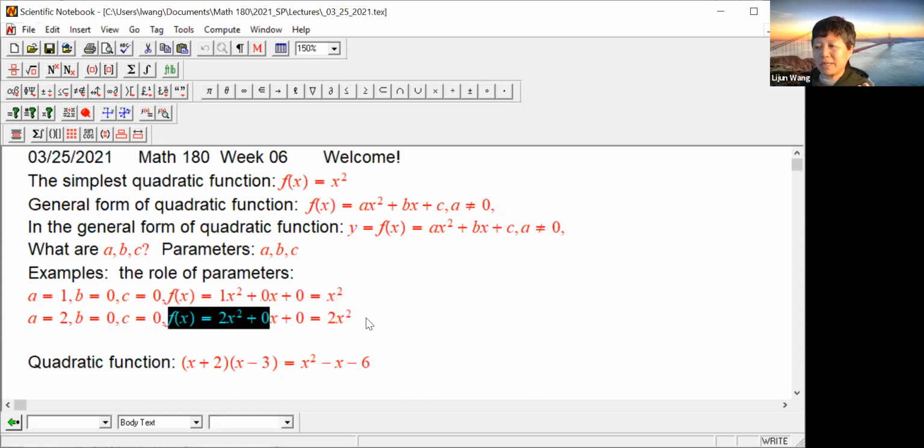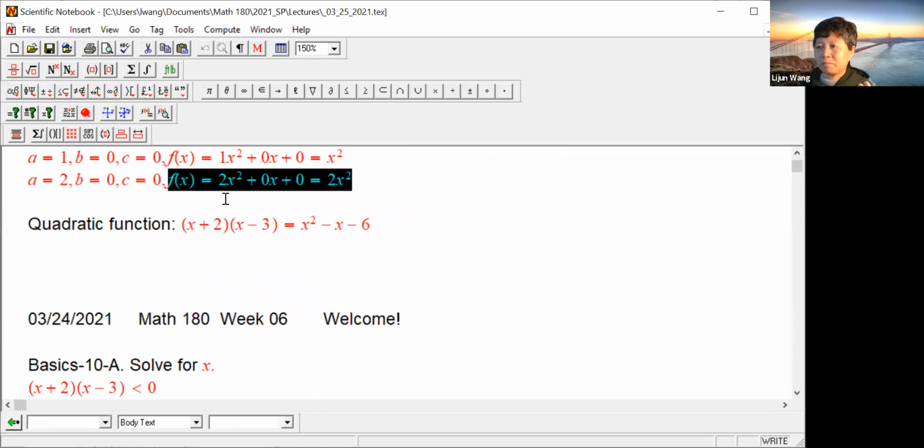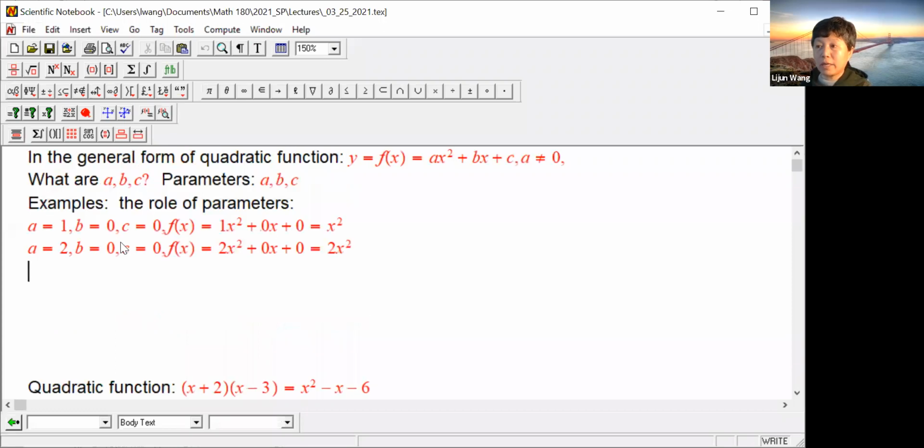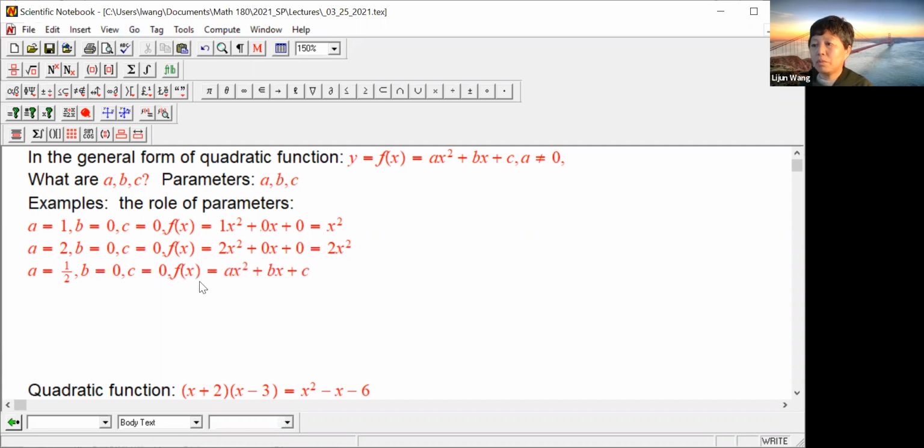Okay, so let me give you a few more cases, and you can see the making of the quadratic function in individual cases. The next example, I'm going to give you A equals a half. A, B, C can be any real number, and B is 0, C is 0. As a consequence, what will be that quadratic function? Well, this is a half, and the other terms are gone, and we're left with a half of x squared.